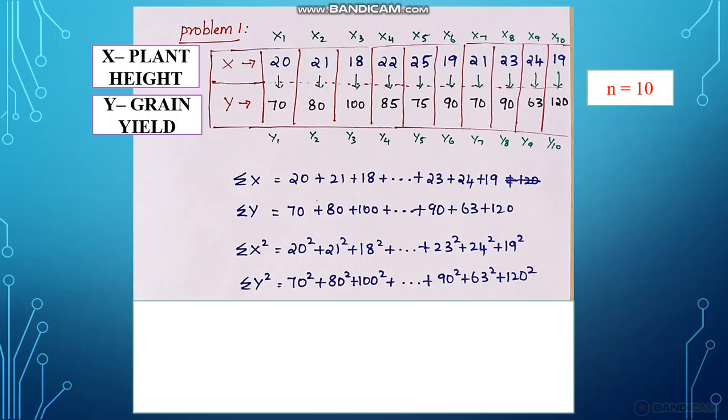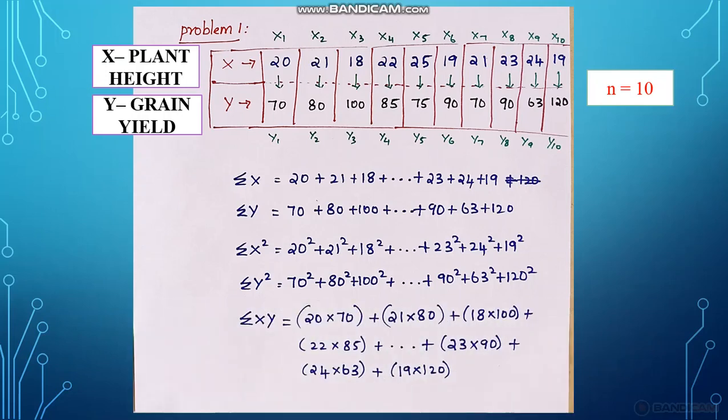squared, like this. Next step is you want to find the raw sum of products, that is the summation of xy. The meaning is x1 y1 plus x2 y2 plus x3 y3, like that. That is, you first multiply the x1 y1 term: 20 into 70 plus 21 into 80 plus, like this. You want to put brackets while calculating.